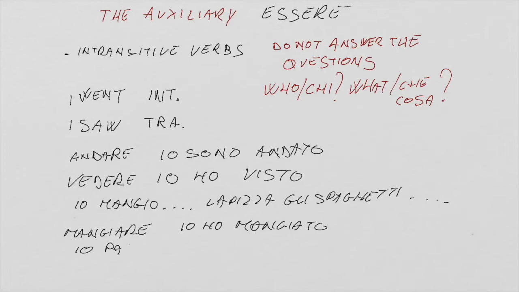Another example. Io parto. I leave. Can you ask what or who, che cosa o chi? No, you can't. You can ask when, quando, where, dove, with who, con chi, but not che cosa o chi. So, partire is an intransitive verb, and when you need to form the passato prossimo, "I left," of partire, you need essere as auxiliary. So, io sono partito.